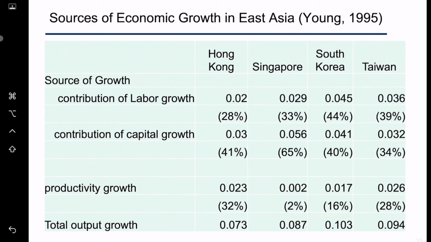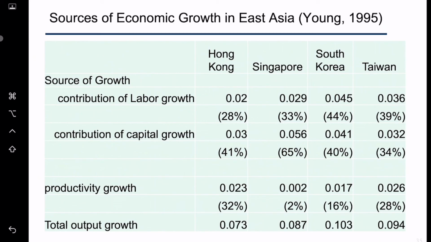As you can see in this table, the sum of the contributions of labor growth and capital growth exceeds 50% for all these East Asian countries for their growth in the 1960s to the 1990s. Therefore, in his paper, he argues that the sources of growth for these East Asian countries are mainly due to the increment in their factor inputs, not due to the increase in productivity. Well, do you believe that? It turned out that a lot of scholars do not believe that.